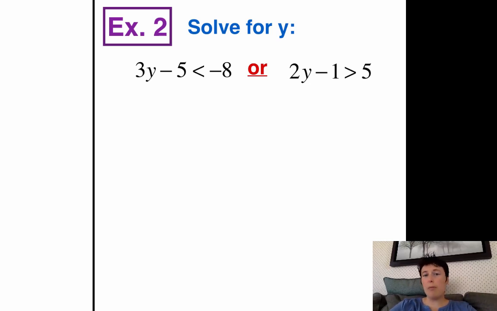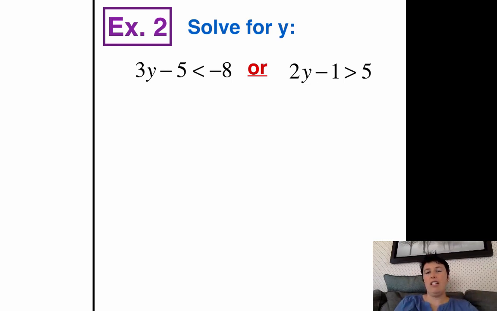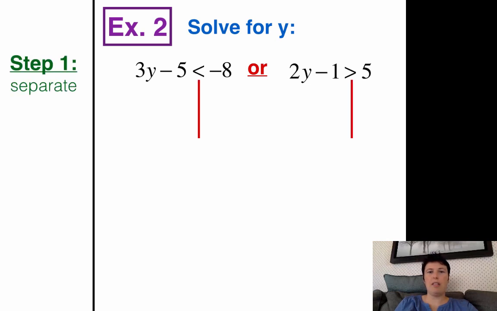It's an or problem. 3y minus 5 is less than -8, or 2y minus 1 is greater than 5. So it definitely looks like one of these complicated inequalities. There's 2 inequalities going on here, but instead of the word and, I use the word or. And here's the difference. When we graph, you're going to see the difference. So let's go through our steps. Step 1, separate and solve. Well, it's already separated, so we just got to solve.